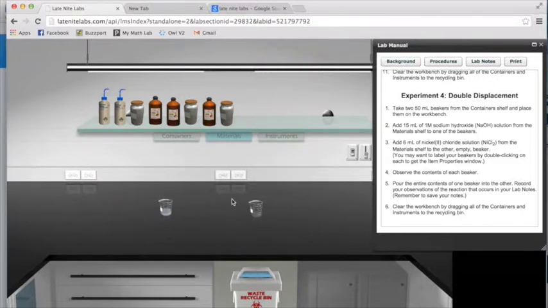Alright, and the next step is 6 milliliters of nickel, with a charge of nickel 2+, chloride solution, and that is going to be right here, and we need 6 milliliters of that in the other beaker.